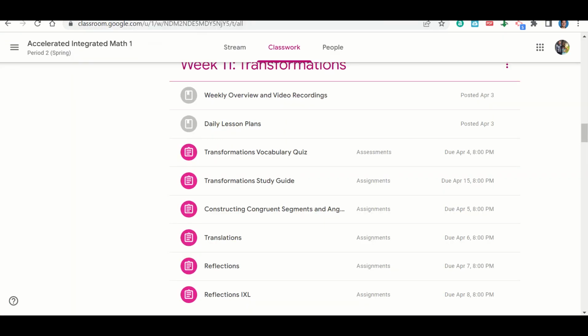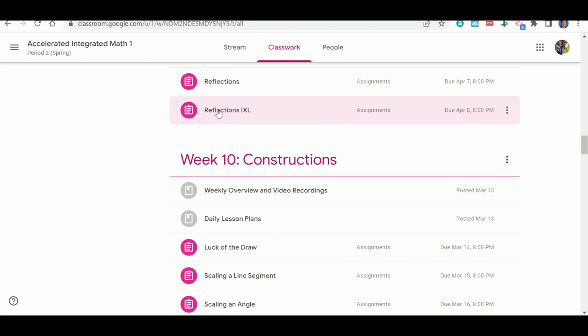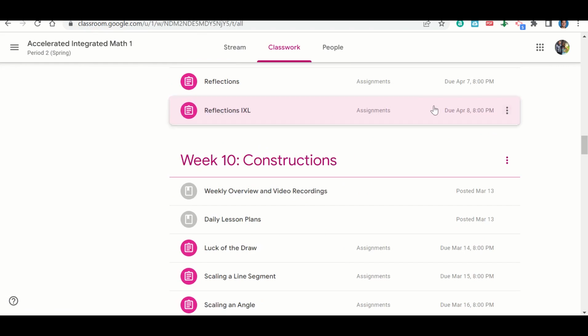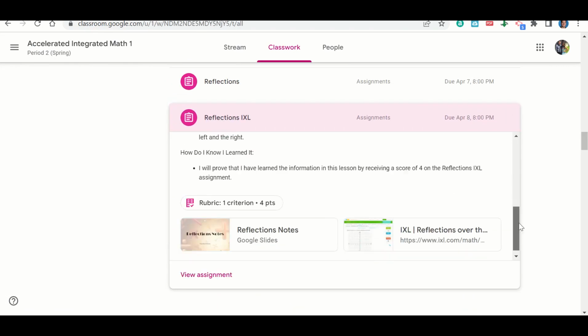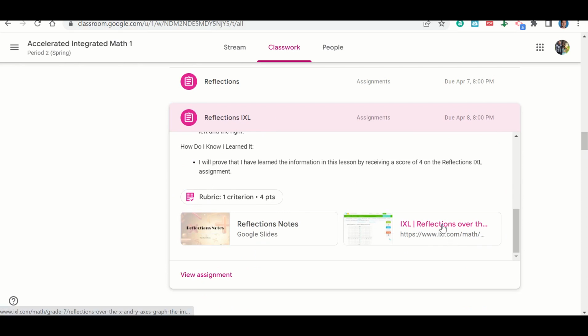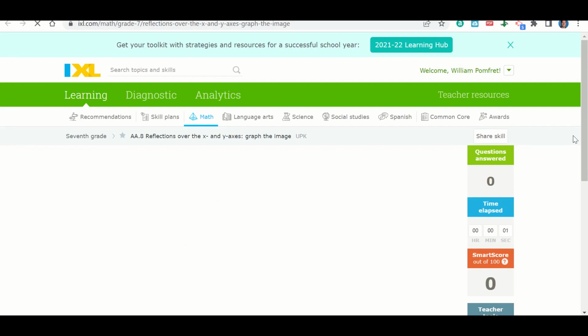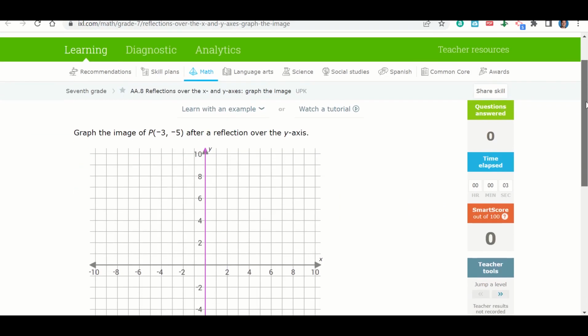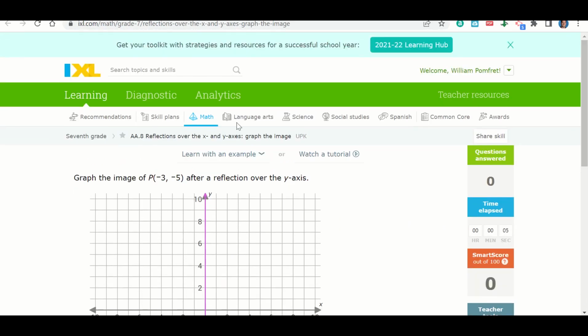And then you can go to your Google Classroom. And then you'll go and find the activity, which is here. And I'm going to click on the IXL link right here. And this will take me to the assignment that I need to complete. So that's how you log into your assignments on IXL using SBLink.